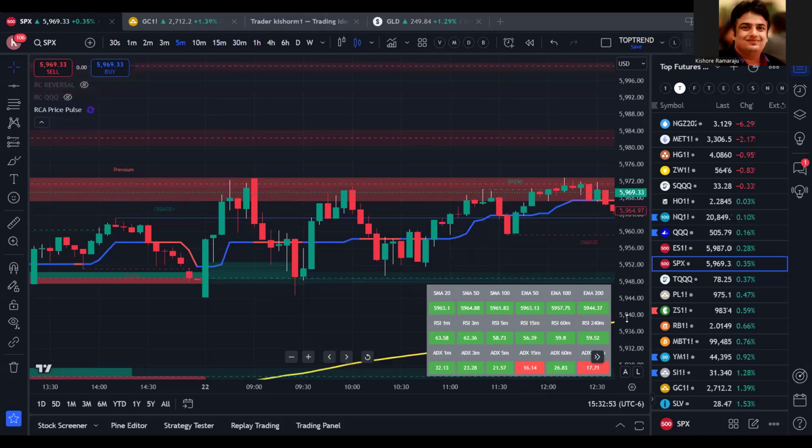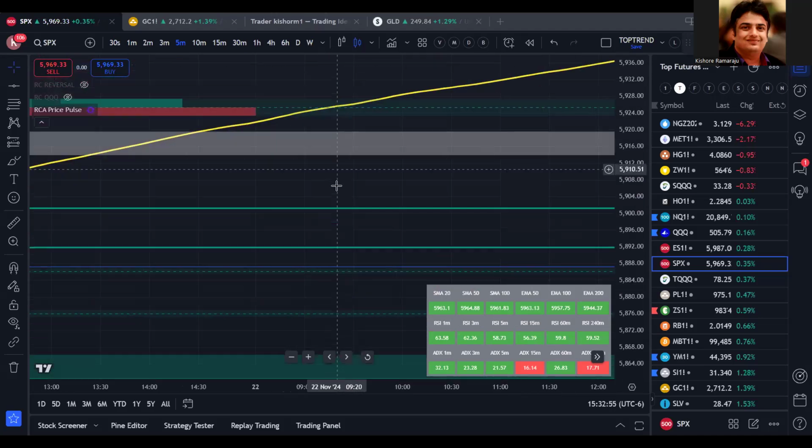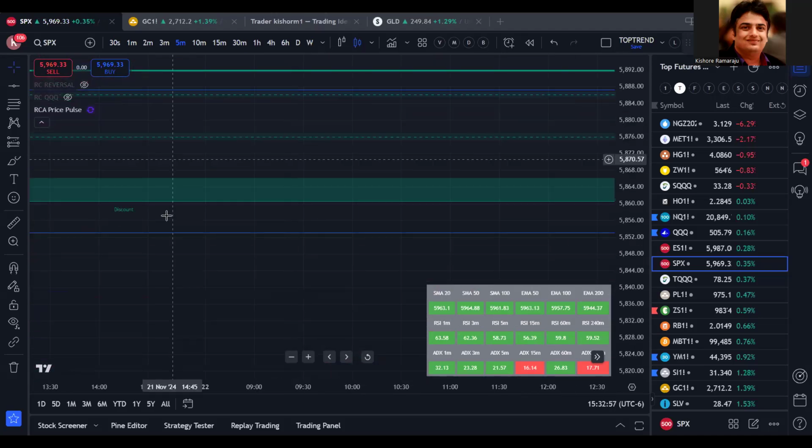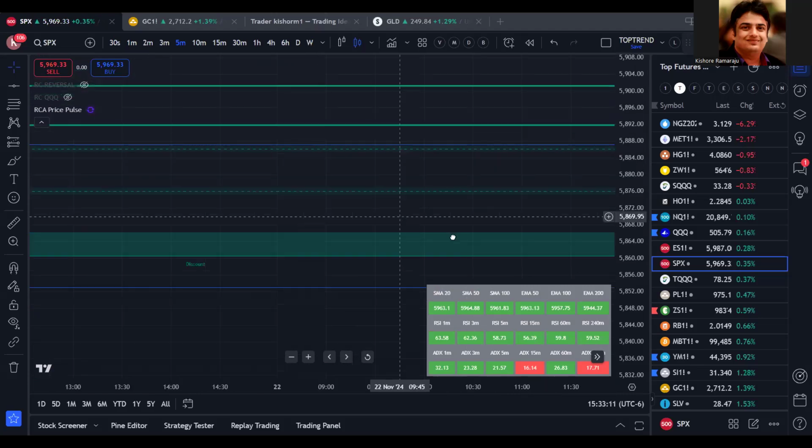Or let us say on Monday morning, price is at a discount zone, and you see some big buy order block, some 5 million, 10 million. Then all you need to do is a bull put spread. You will make a few hundred, a few thousand dollars within a few minutes.